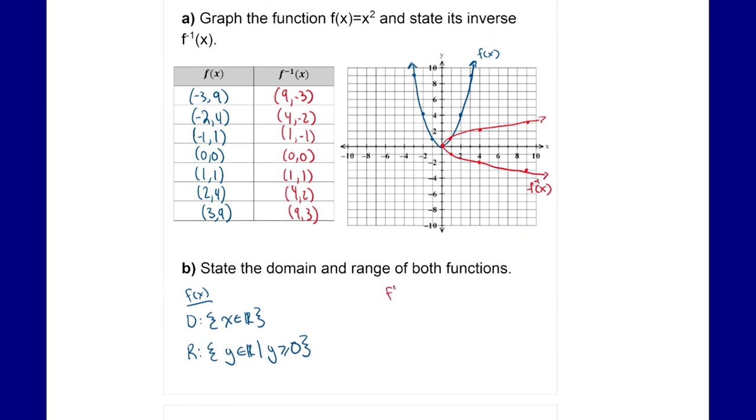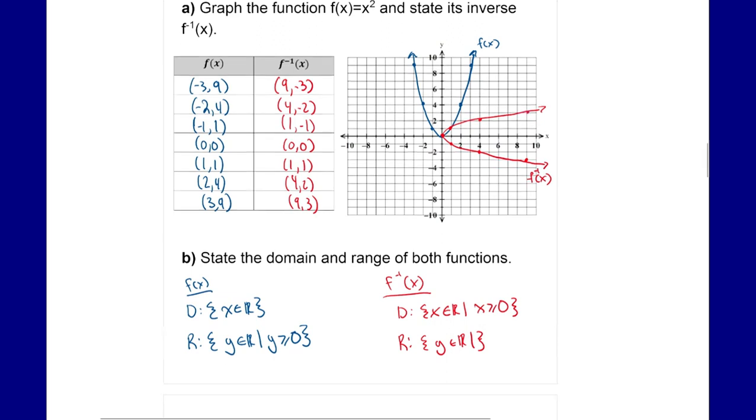For our inverse function, our domain is x can be any real number given that x is greater than or equal to 0, and our range is y is any real number. So you can see again, similar to the last example, our domain and range have just switched. So again, the inverse function is going to have the domain and range that are reverse of each other.